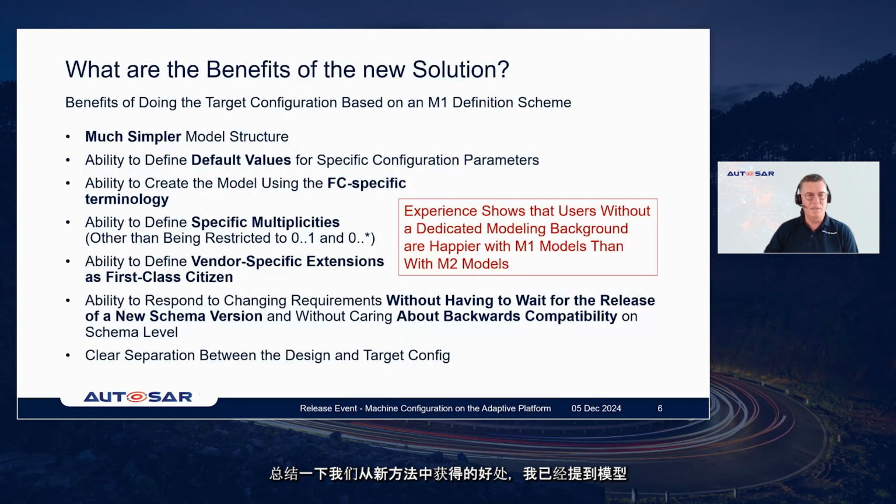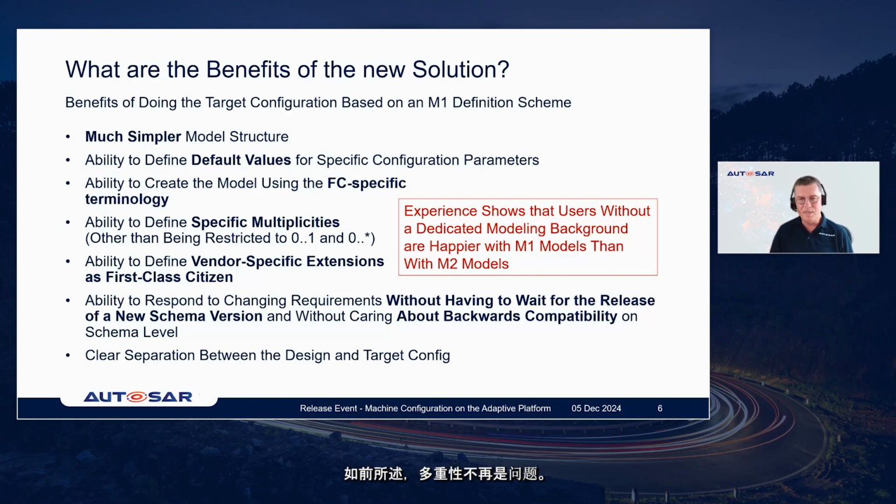So to summarize, the benefits that we get from a new approach. I already mentioned the model structure is much simpler. We also have the ability to define default values as explained in the sketch from the previous slide. Function cluster specific terminology can much easier be applied because we are no longer limited to the existing model elements on the M2 level that are used for a specific purpose. That's called a pattern, which we are typically using on the M2 level.